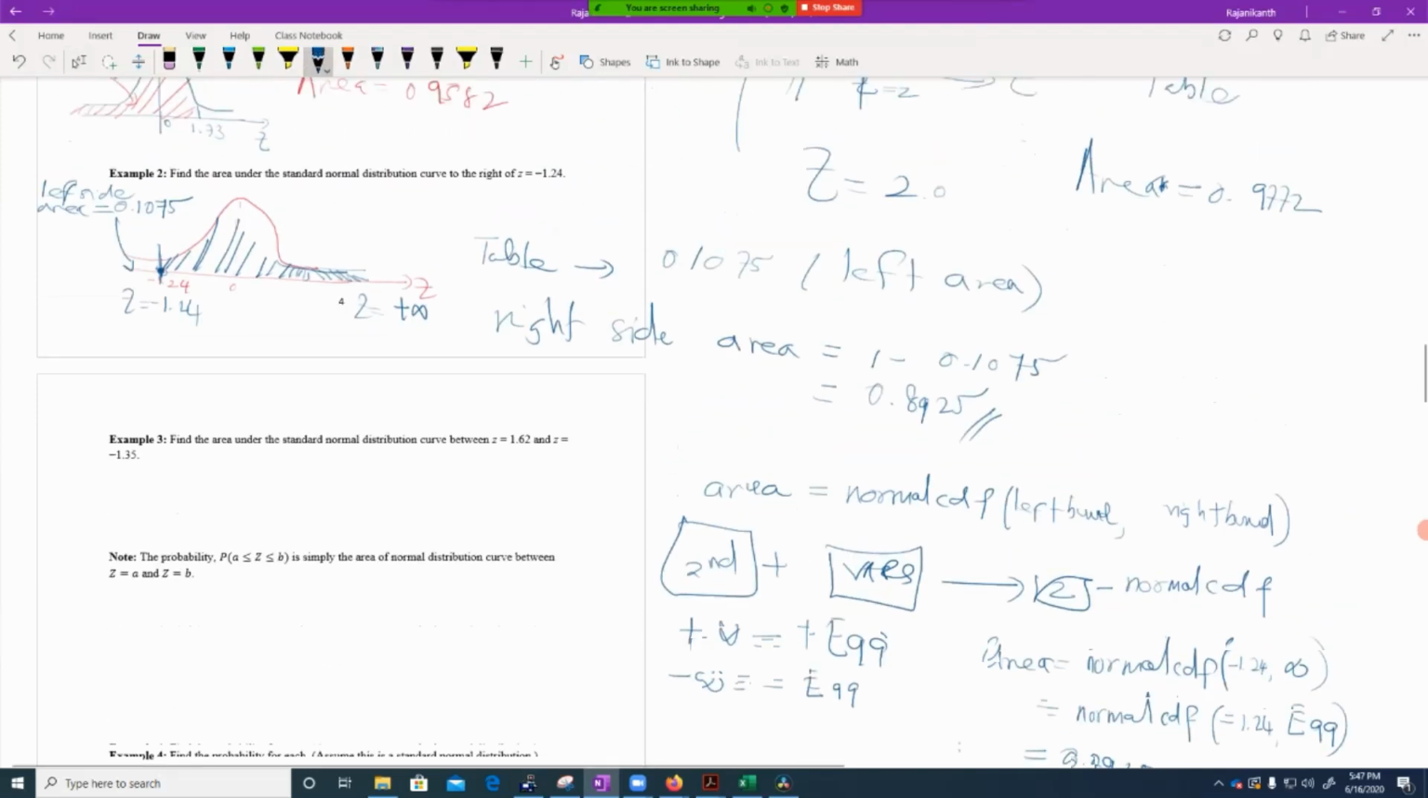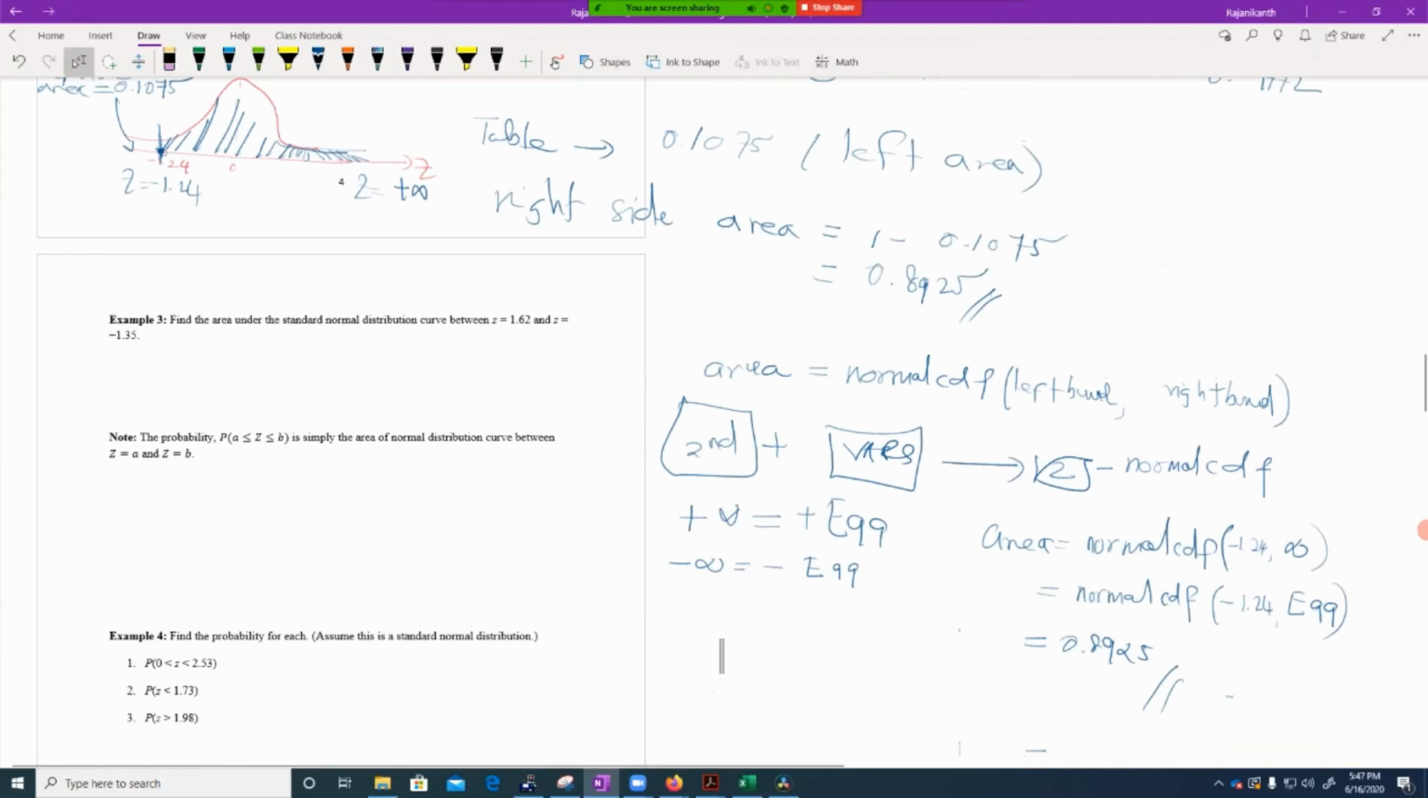You see, now we got the same answer by using the table, right? So the calculator will make everything easier. Whether you are asked for the left or right area doesn't matter. You just plug in the bounds of the area, and you will get the answer directly. So this is the very good thing we have when you use the calculator.